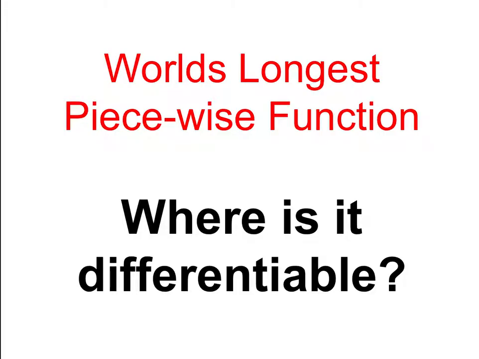So we have the world's longest piecewise function at the back of the room, and in class we were asking where it is differentiable. And so the patterns that we noticed is that the derivative values had to match, and we had to have a continuous function at that location. So we'll go over what that means in terms of the characteristics. In other words, how that function looks.